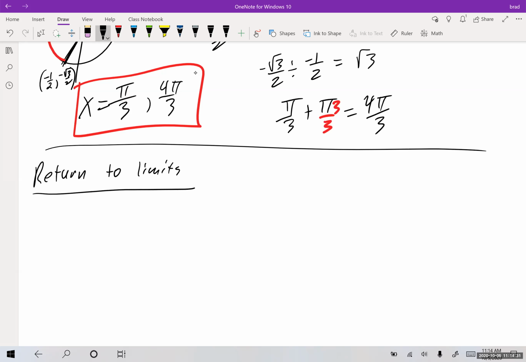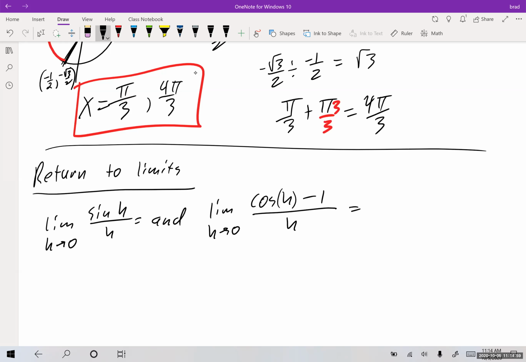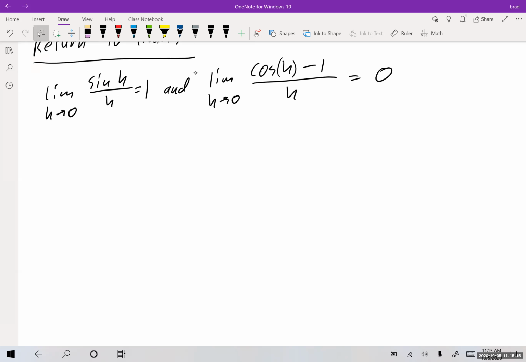Okay, and again, we're going to use the limit as h approaches 0 of sine of h over h, and the limit as h approaches 0 of cosine of h minus 1 all over h. This equals 1, and this equals 0. Okay, so we're going to use these. A lot of the problems I end up picking do this. I don't use the other one as often, but let's just kind of go through a few of these.